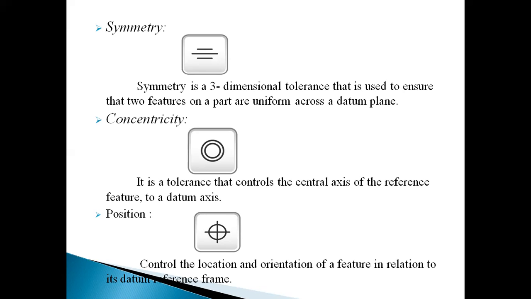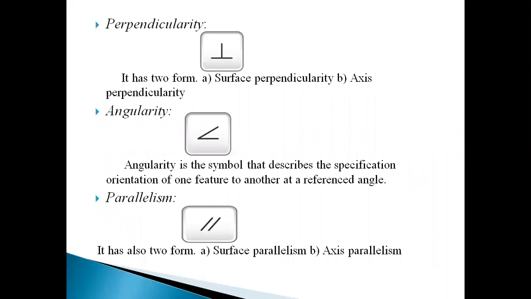Next one is position. Position controls the location and orientation of a feature in relation to its datum reference frame. It defines a zone within which the axis or center plane of a feature is permitted to vary from true, that is, theoretically exact position.